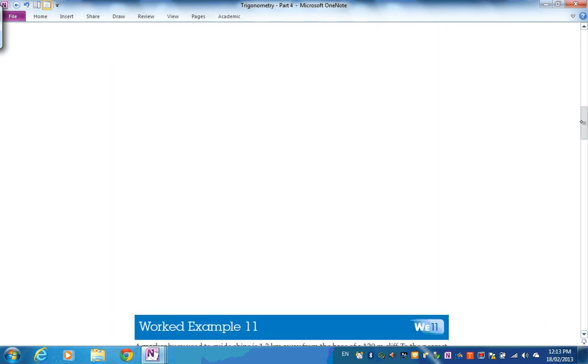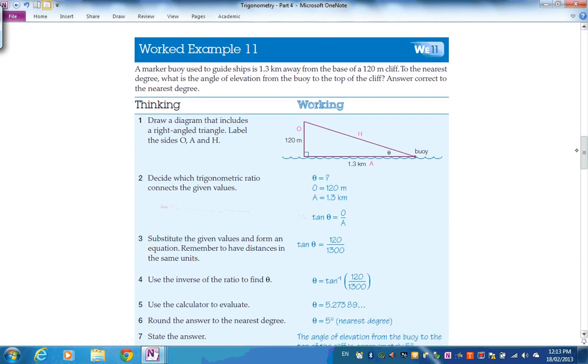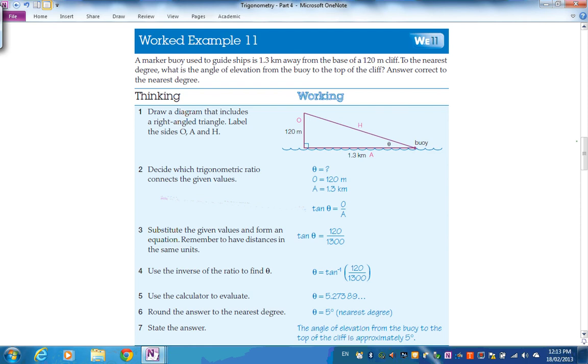Let's have a look at some worked examples from Pearson's. Some not so much practical ones here, just to give you a little bit of an idea of how we could use it. So here, a marker buoy. That's out at sea, floating, used to guide ships, is 1.3 kilometres away from the base of a cliff. So when they see this buoy, this floating marker, the ship knows that there is danger somewhere. In this case, it's to warn them that there's a cliff coming up. To the nearest degree, what was the angle of elevation from the buoy to the top of the cliff? Answer correct to the nearest degree.